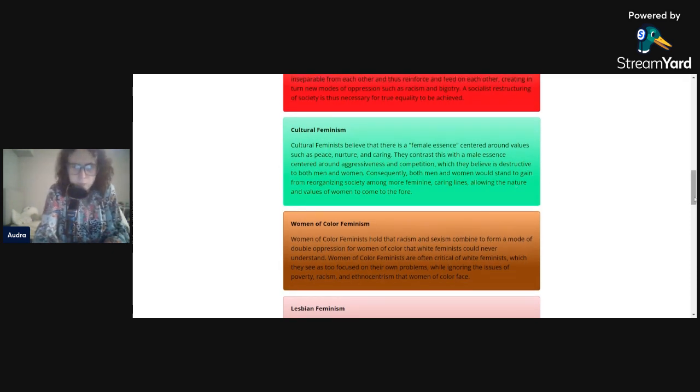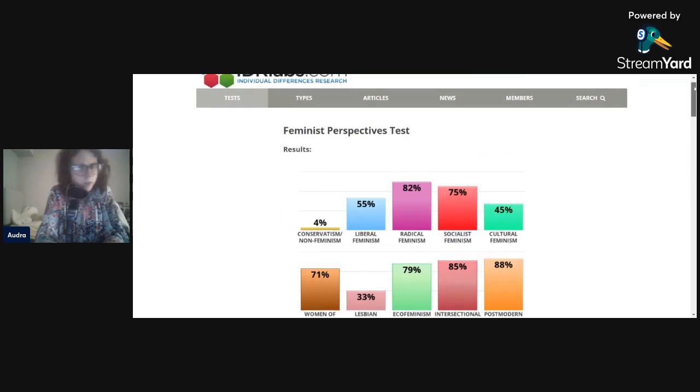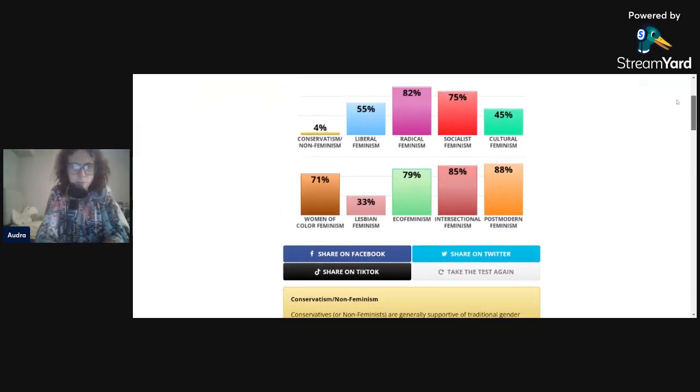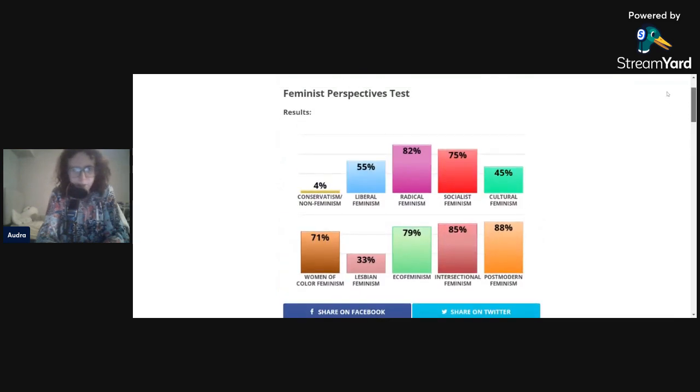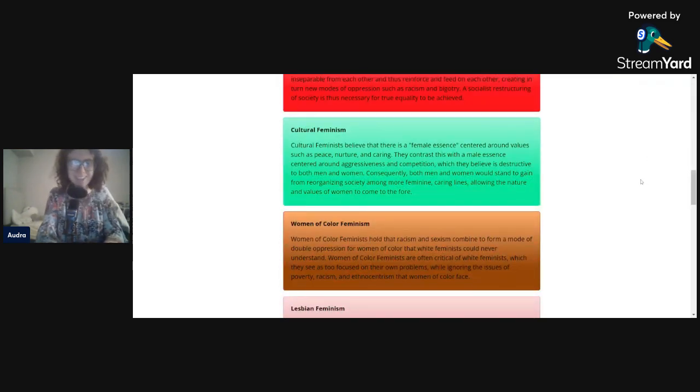Cultural feminism. Cultural feminists believe there's a female essence centered around values such as peace, nurture, and caring. They contrast this with a male essence centered around aggressiveness and competition, which they believe is destructive to both men and women. Consequently, both men and women should stand to gain from reorganizing society along more feminine, caring lines, allowing the nature and value of women to come to the fore. And again, that was 45%. So I'm close to 50-50 on that one.